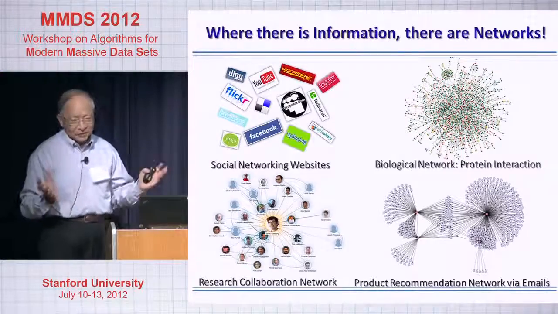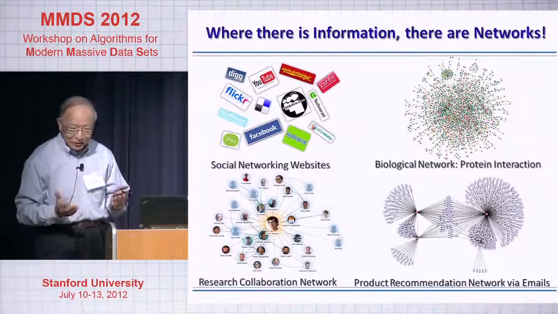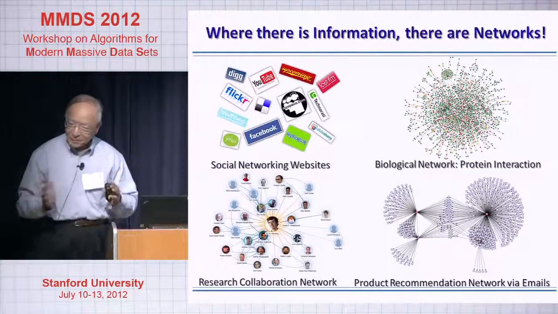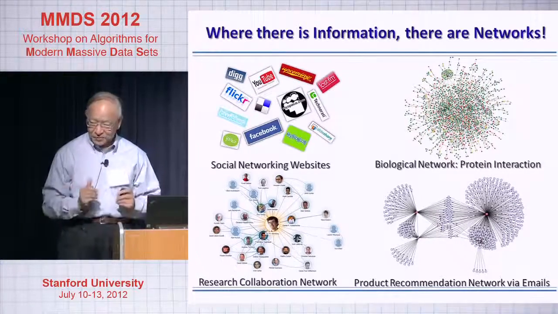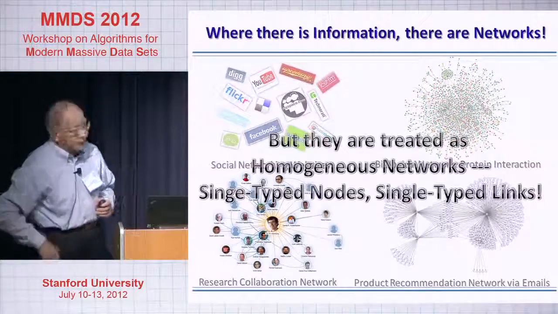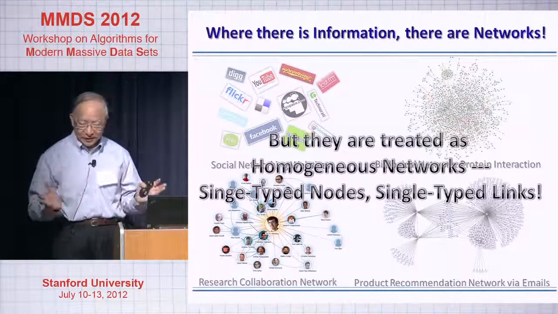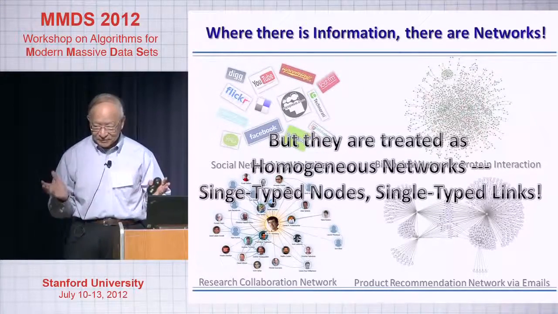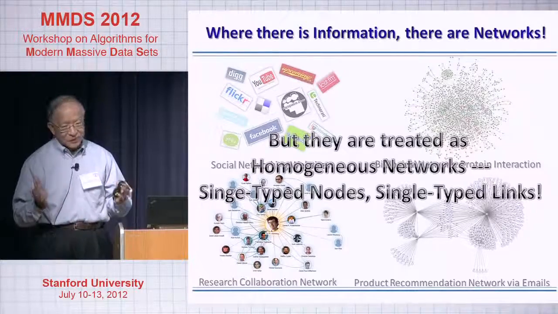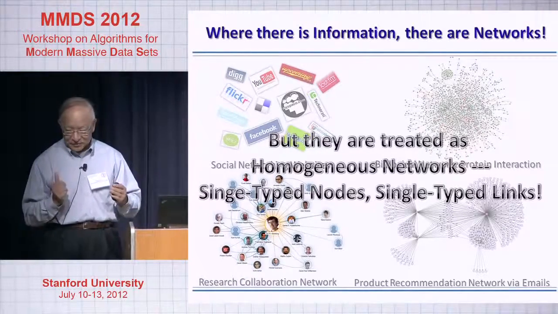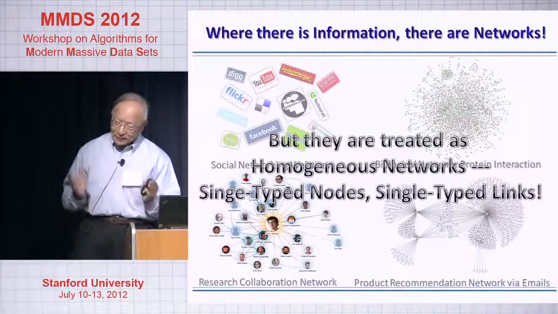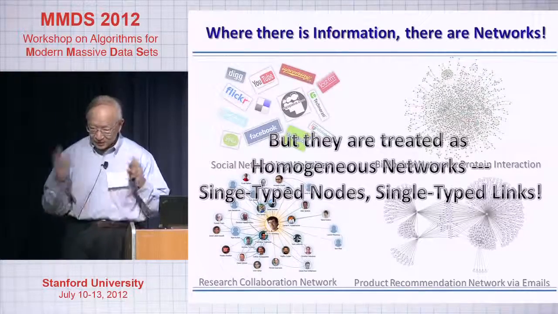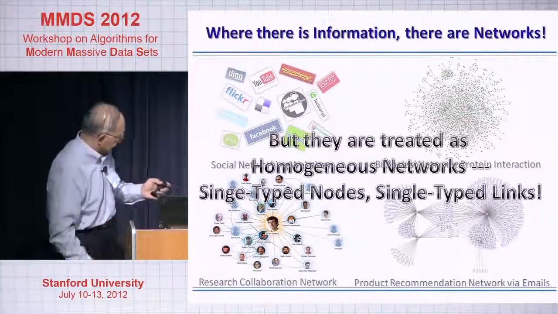I think everybody knows networks, especially people working on social networks, the web, biological networks, research collaboration, product recommendation. Many things can be thought of as networks. But many people treat these networks as homogeneous networks. What does homogeneous mean? They think of them as single-typed, with a single kind of link. For example, in social networks, friends link with friends. Or in the web, web pages link with web pages. So these we call single-type, single-link networks, homogeneous networks.